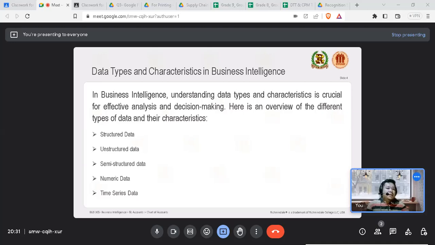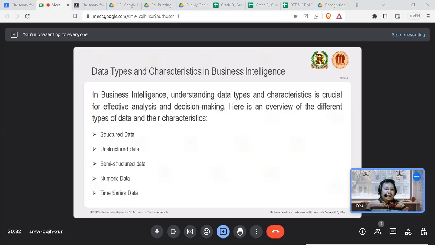So semi-structured data in business intelligence offers the benefits of flexibility, scalability, and also integration capabilities. By effectively analyzing and integrating semi-structured data, organizations can leverage a wider range of data sources and derive valuable insights to drive business growth, improve decision making, and gain a competitive edge.